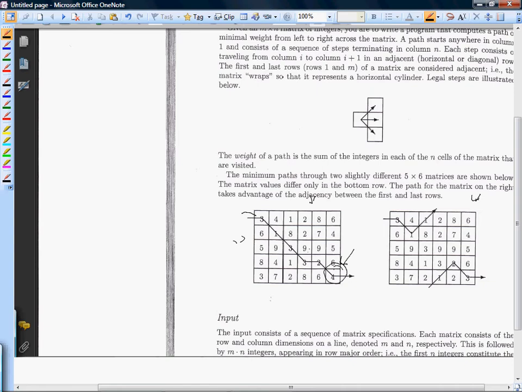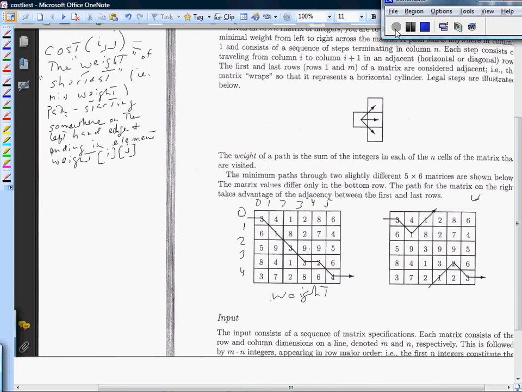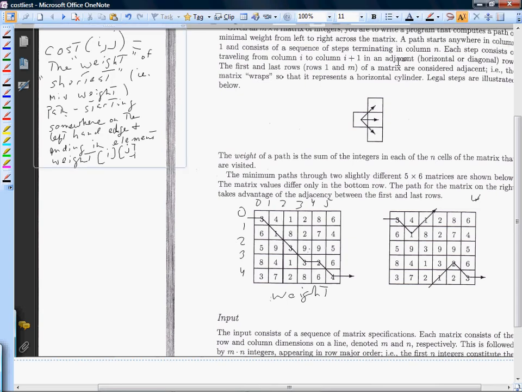That's the basic insight. So what we want to do is write a function, and we're going to call the function cost. Cost sub ij is going to be the weight, which means the sum total of all the elements on the shortest path, the minimal weight path, starting somewhere on the left-hand edge and ending in element weight sub ij.